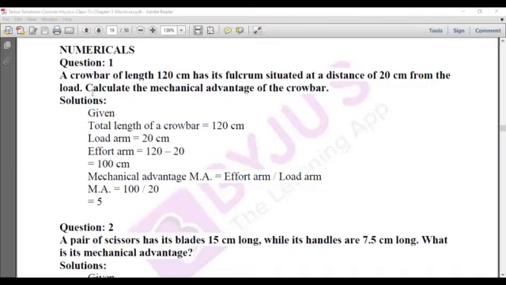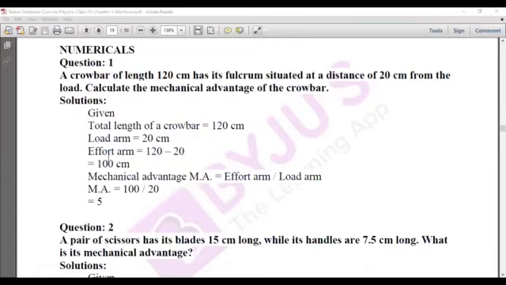So a crowbar is a class 1 lever. So definitely the fulcrum will be in between effort and load. The crowbar is of length 120 centimeter, and the fulcrum is at a distance of 20 centimeter from the load. It means the total length of the crowbar is 120 centimeter, so the load arm will be 20 centimeter here.